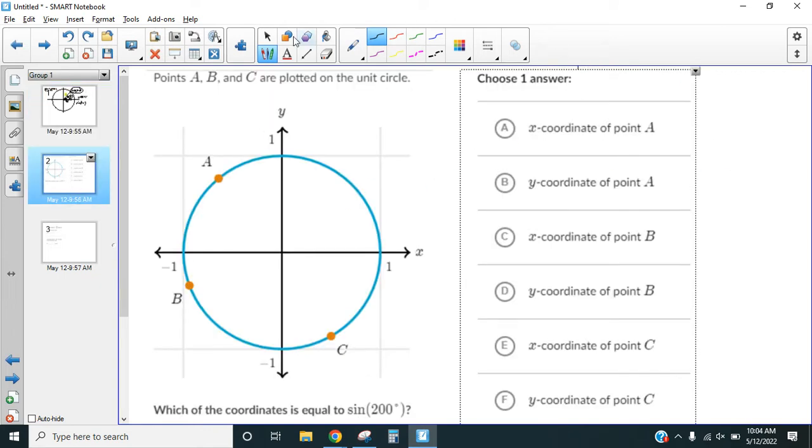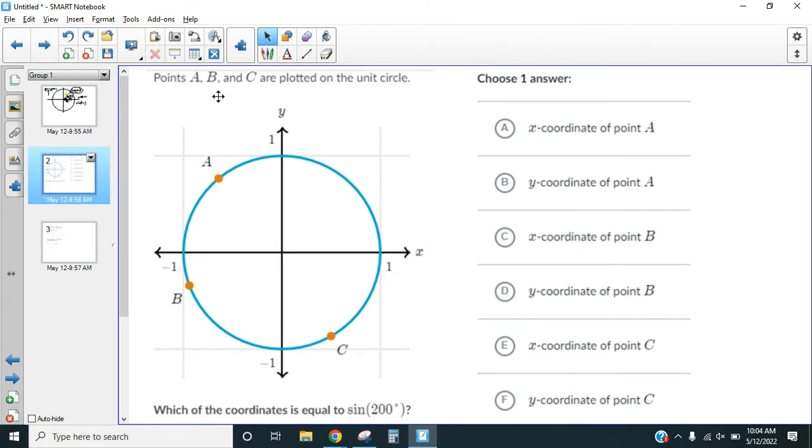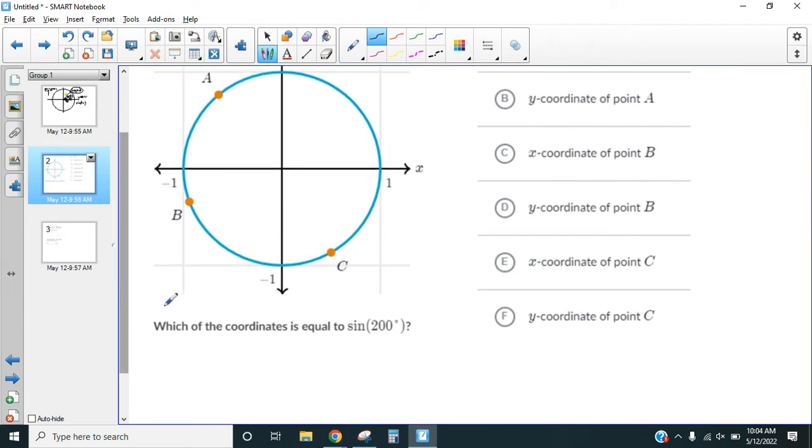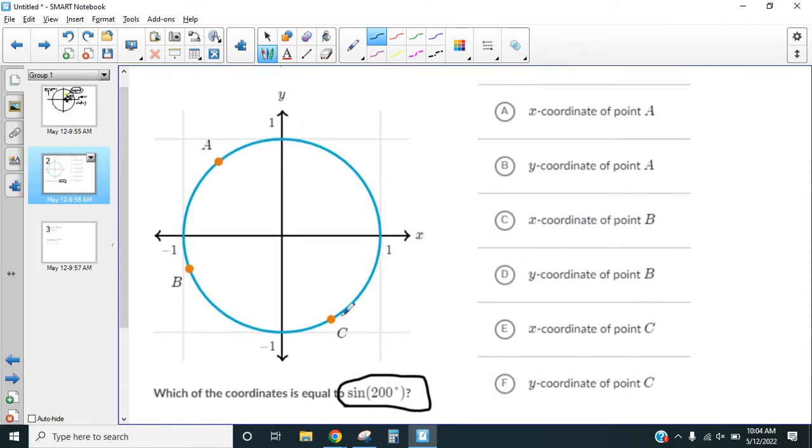Show your faces. Okay. Anyway, here we go. Points A, B, and C are plotted on the circle. The question down below says, which of the coordinates is equal to the sine of 200? Which of them is equal to the sine of 200?